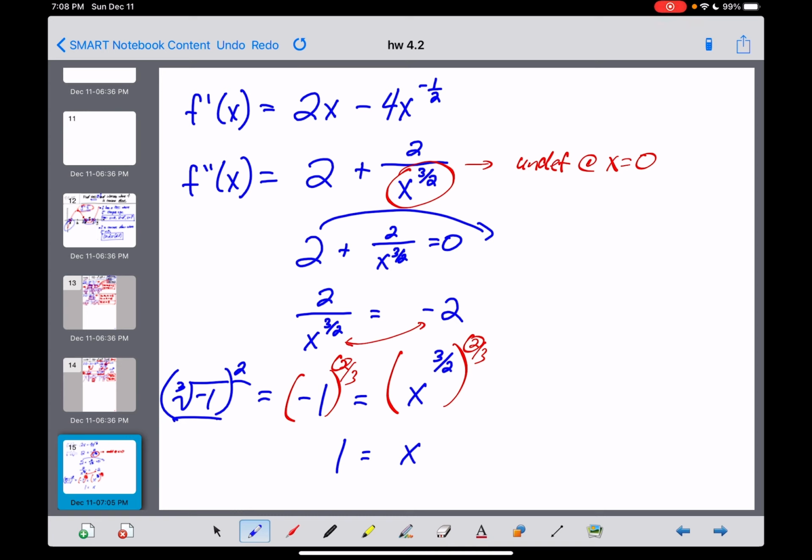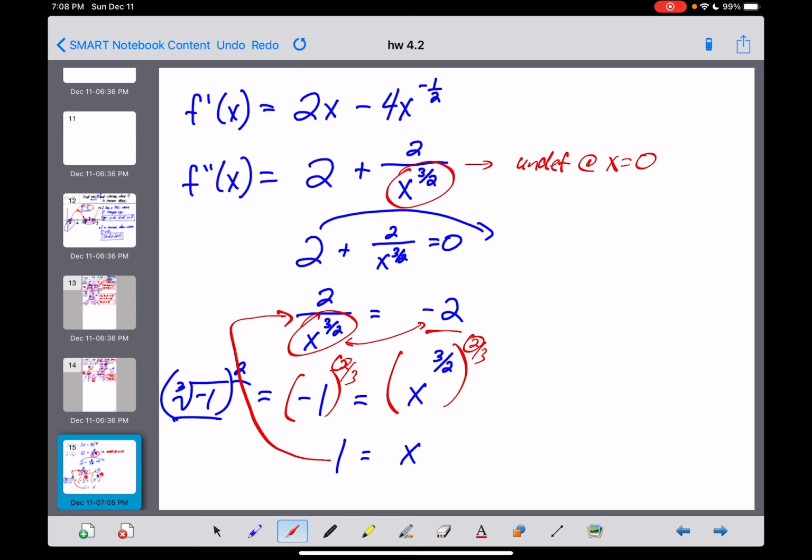But as soon as I go back and look at what this looks like, if I were to put a positive 1 in right there, that would get us a positive 1 on the bottom. 2 divided by positive 1 is not equal to negative 2. So I don't think we have a solution to that equation right there. So I think the only potential point of inflection we have there is x equals 0.